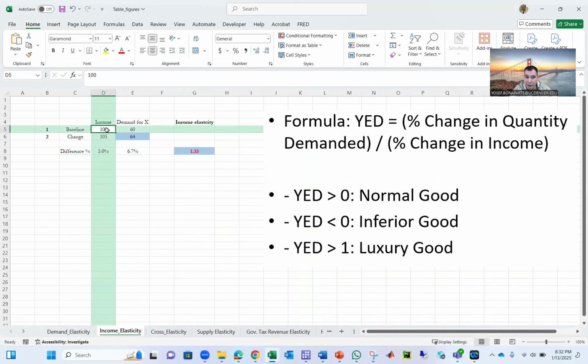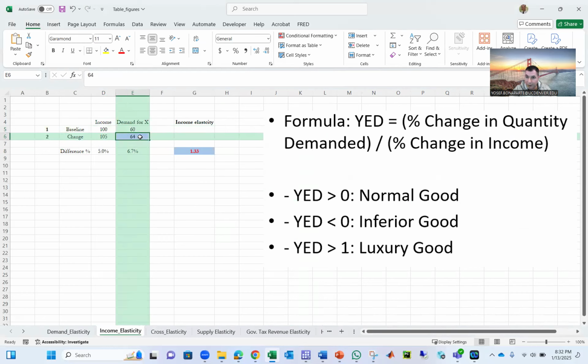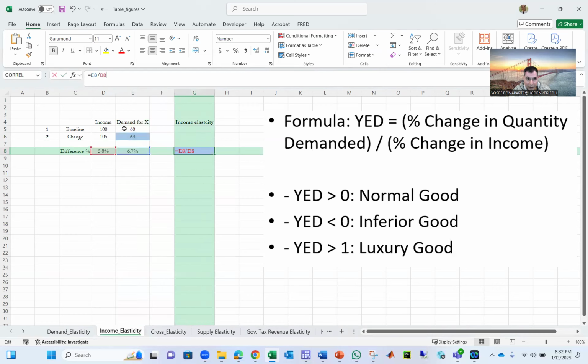Suppose your income was $100, moved to 105, they give you a raise in the company. So your income went up 5%. If your demand for good X was 60 when your income was 100, but when you raise your income, you have more demand, you like it more, so you have more money, so you can buy it more. So you go up to 64. So in this case, income elasticity, which is the percentage change in demand for X, 6.7 in this case, divided by 5, is above 1. Above 1, that means a luxury good.